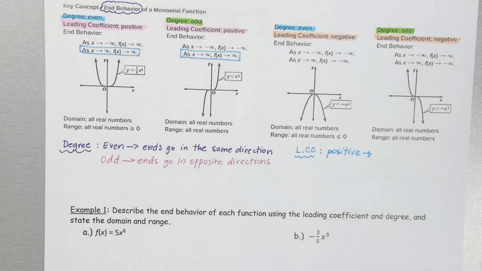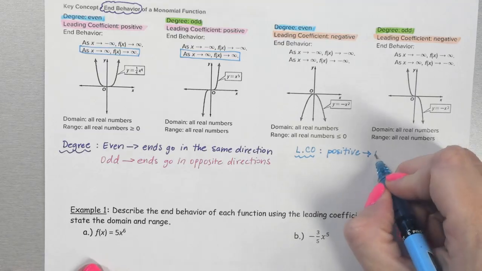Yep, on what side? I heard you talking. Yep, on the right side. Okay, so remember, as x goes to infinity, that means what's happening on the right. It's always about the right side. So if it's positive, it goes up on the right, or we can say it rises on the right.